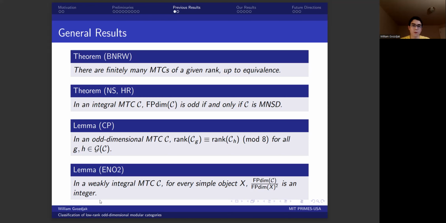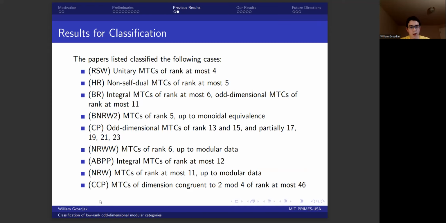Here are some previous results for classification that are sorted chronologically. All of these produce new results for modular categories with additional structures and properties added to them. And so we can see here that I think a few decades ago, it was shown that unitary modular categories of rank at most 4 were fully classified. Additionally, non-self-dual modular categories of rank at most 5 were classified, and so on.